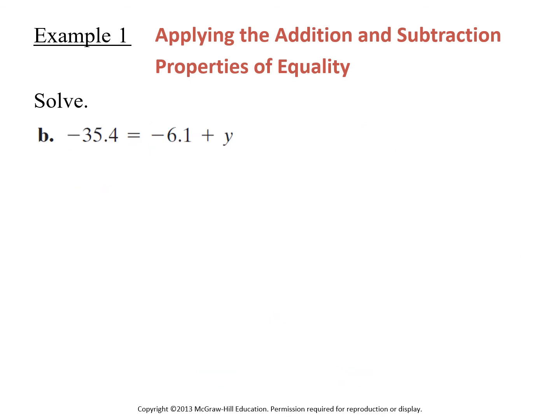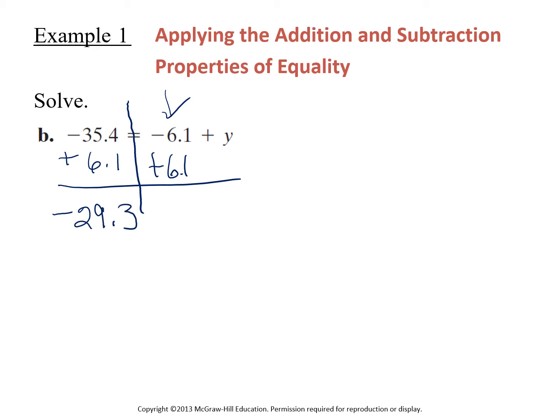Next, I'm going to solve for y, and I want to get the y alone on the right side of the equation. So I want to get rid of the constant, negative 6.1. So I'm going to add 6.1 on both sides of the equation. So negative 35.4 plus 6.1 is negative 29.3, and this cancels, and there's my solution.